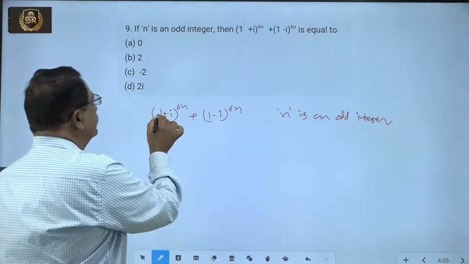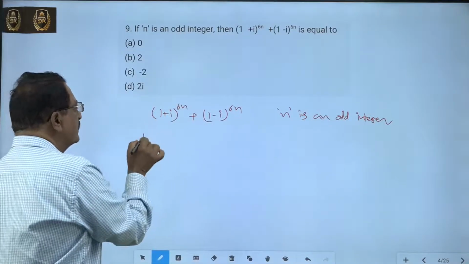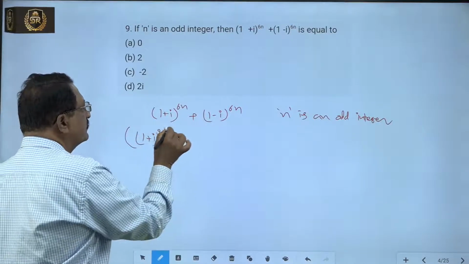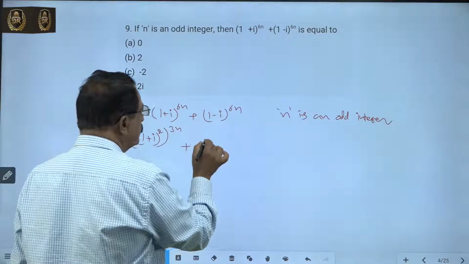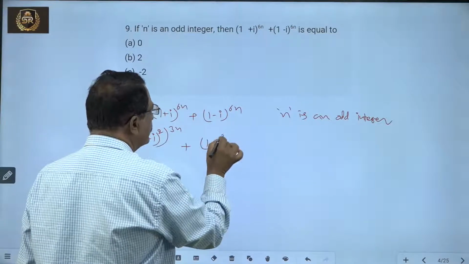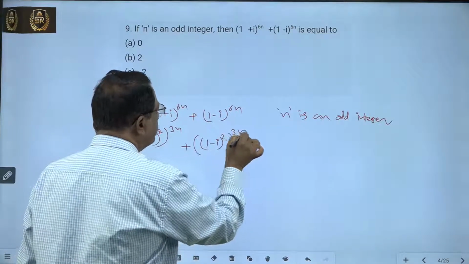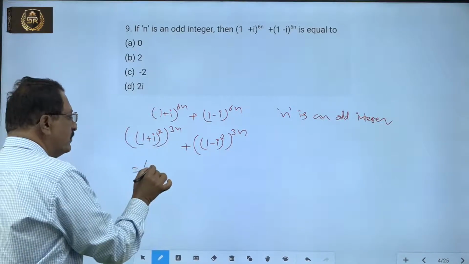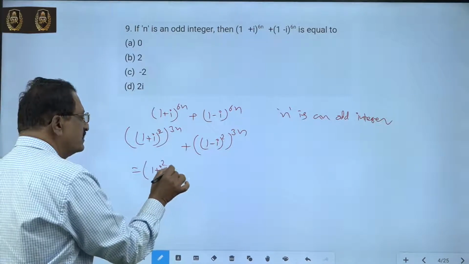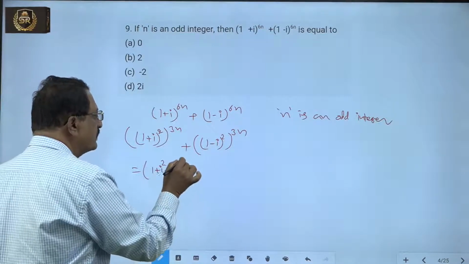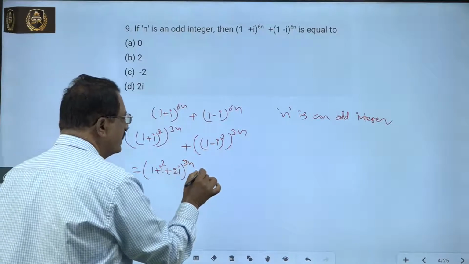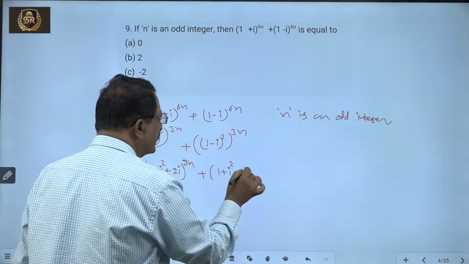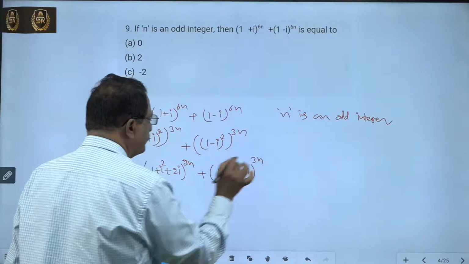Now see it. (1 + i)^(6n) can be written as ((1 + i)^2)^(3n) + ((1 - i)^2)^(3n). Using (a + b)^2, that equals (1 + i^2 + 2i)^(3n) plus, using (a - b)^2, (1 + i^2 - 2i)^(3n).